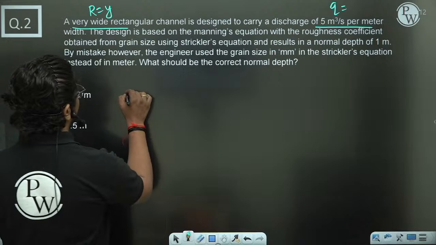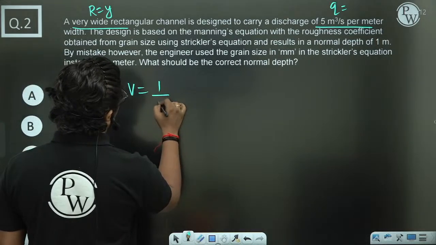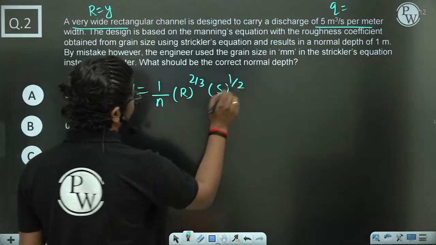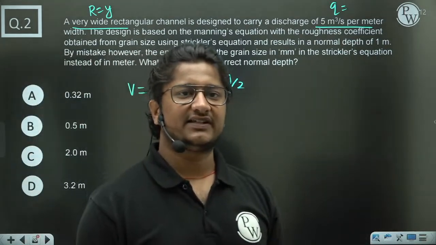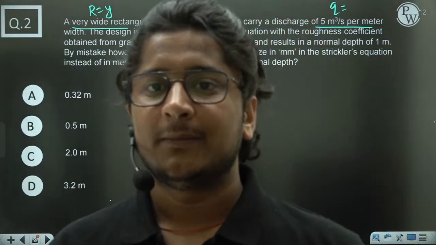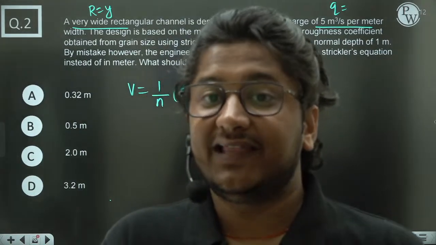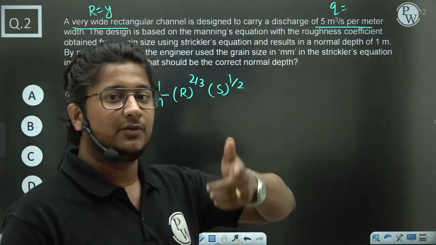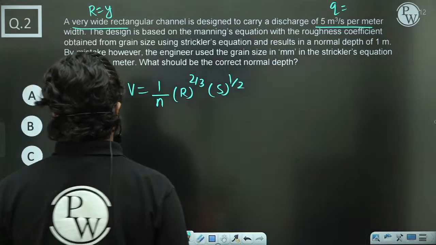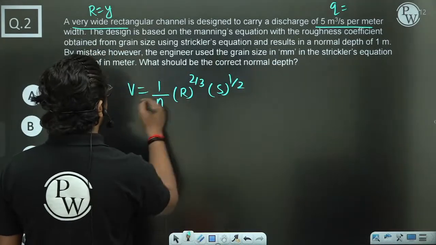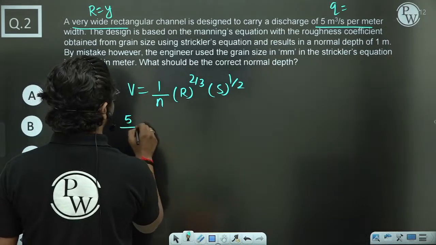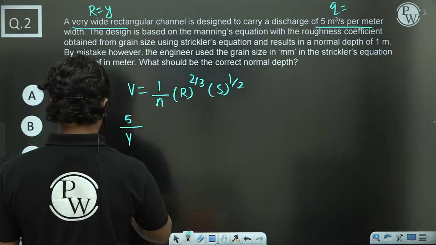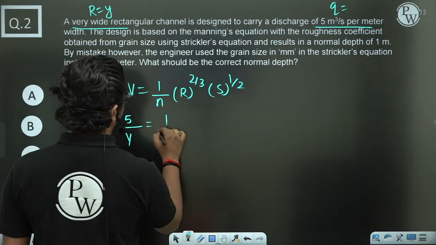Okay. So let us do first thing. V equal to 1 by n, r to the power 2 by 3, s to the power 1 by 2. This formula you are knowing. So what I am trying to do here, basically, I will be finding the n wrong value, the Manning's constant for the wrong part. And then I will convert this wrong value into the correct one with the help of that thing which I have given you. N wrong upon n correct will be equal to 3.16. So first of all, I am finding out wrong. So for wrong, in place of v, I am writing 5 divided by y equal to 1 upon n wrong.